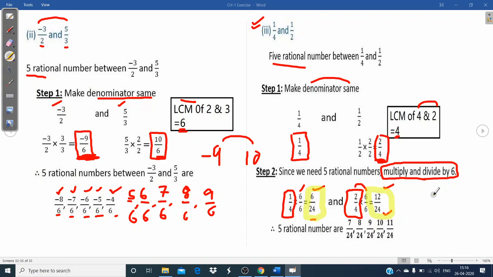So it should be between 6 and 12, more than 6 and less than 12. More than 6: 7, 8, 9, 10, 11. Now the denominator was 24, so don't forget to write the denominator. Sometimes I have observed that students forget to write the denominator, because it is a rational number and should be represented in the form p upon q. So more than 6: 7/24, then 8/24, 9/24, 10/24, 11/24.